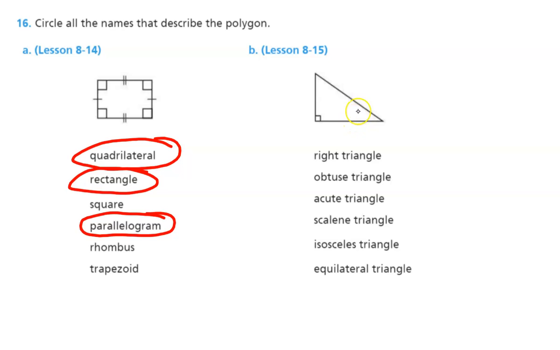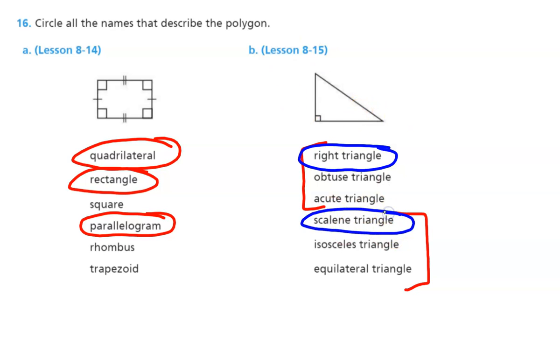Over here, we want to know all the names for the triangles. Well, hopefully you noticed you can only have 1 circled in this batch, and you can only have 1 circled in that batch. So first of all, I know this is a right triangle because it forms a right angle. And then my other name, I got to figure out, are all 3 sides the same length? Are 2 sides the same length? Or are no sides the same length? And on this one, there are no sides that are the same length.